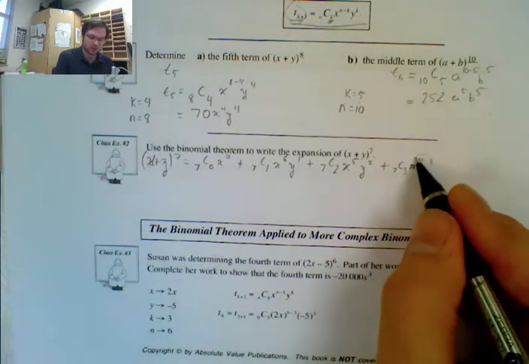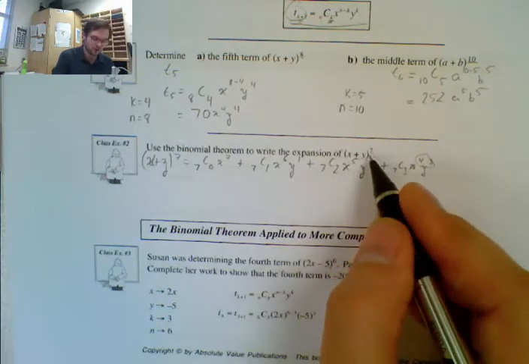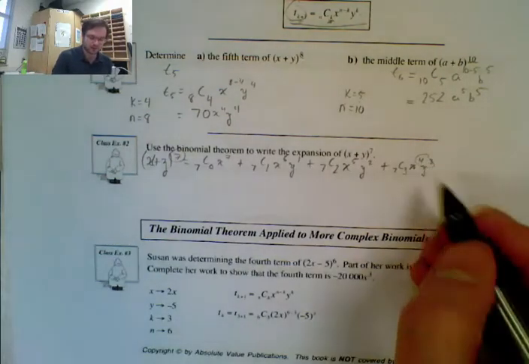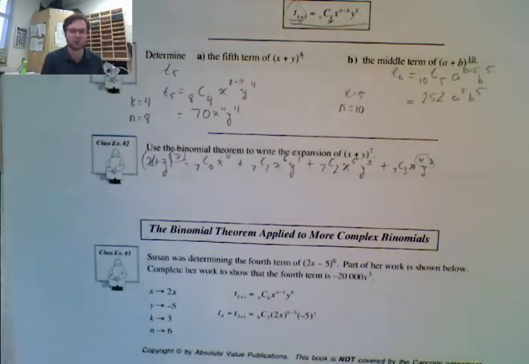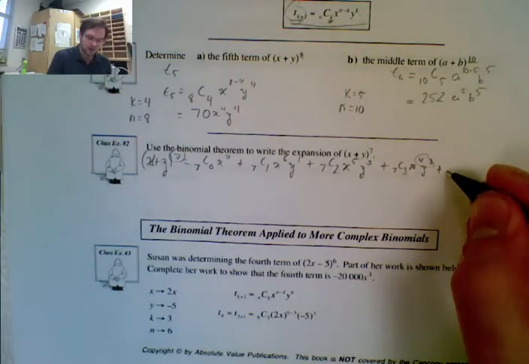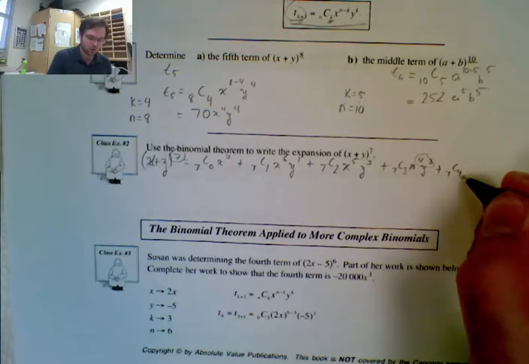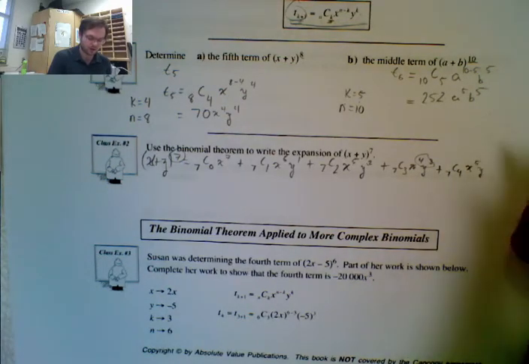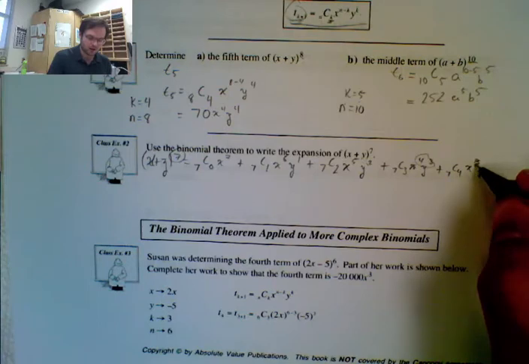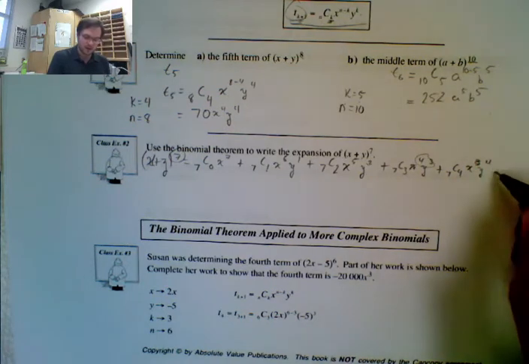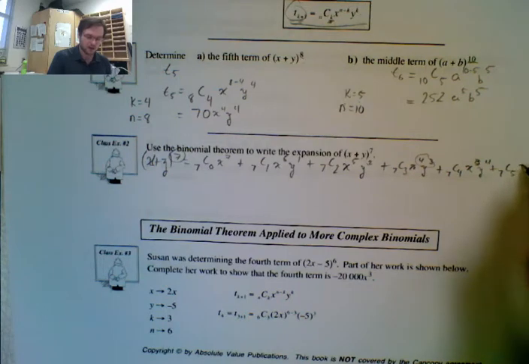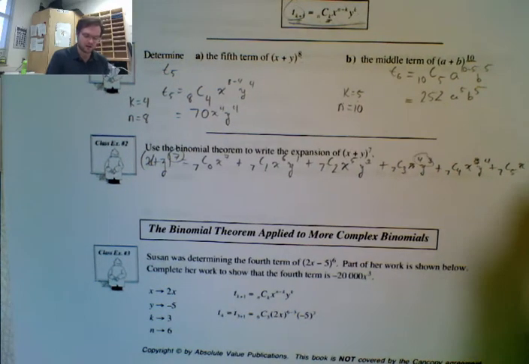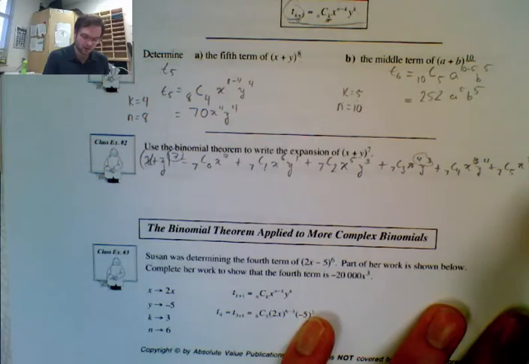And remember, my exponents must always add up to my power. They are always adding up to 7, so it follows the rule as well. Plus, we're going to have 7 combination 4, which is x to the power of 5, x to the power of 3, y to the power of 4. And we have 7 combination 5, which is x squared, y to the 5, because 7 minus 5 is 2.